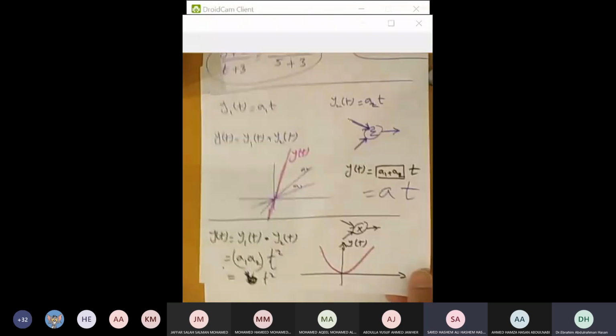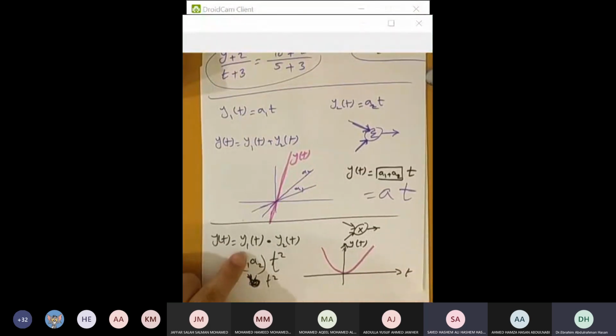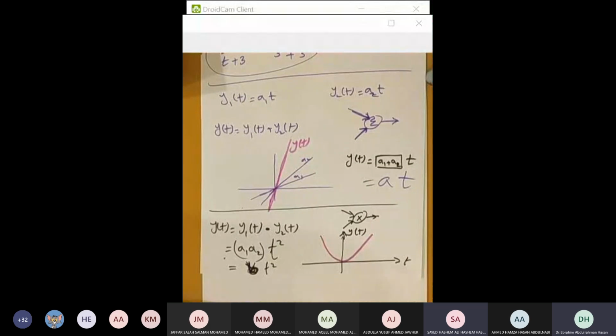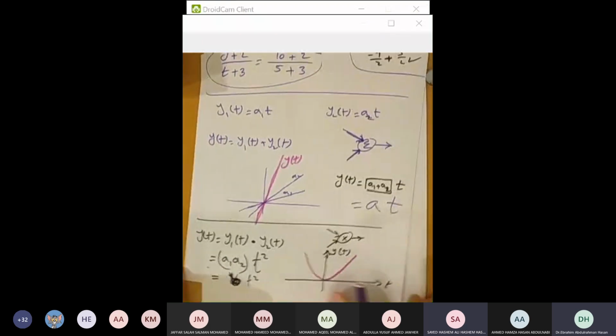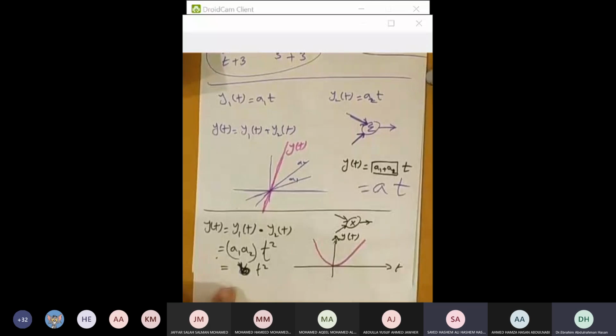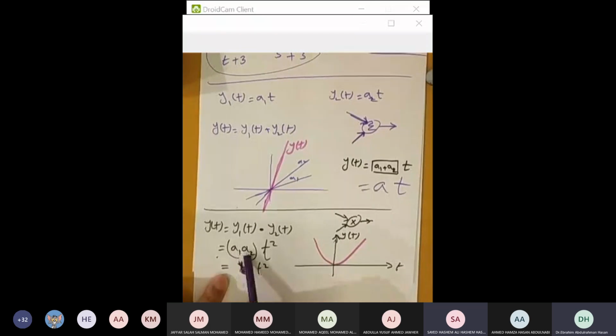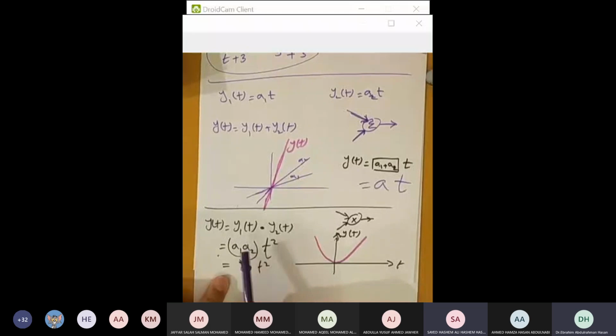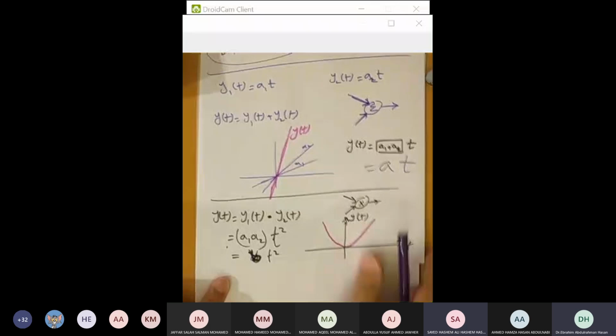When we say that y of t equal to y1 multiplied by y2, if a1 and a2 both have the same sign, then we will get positive here. Positive معناته بحصل parabola like this. We call it concave up. But if they have opposite signs, معناته إن this one will be negative. And if it is negative, then I will get a parabola concave down.